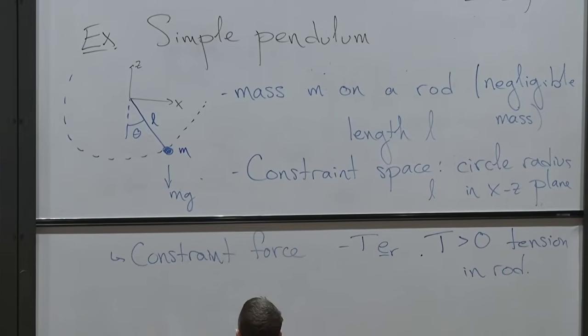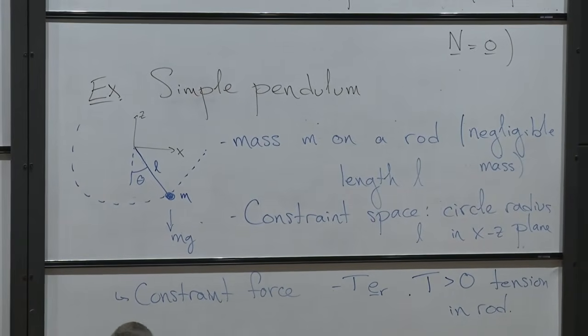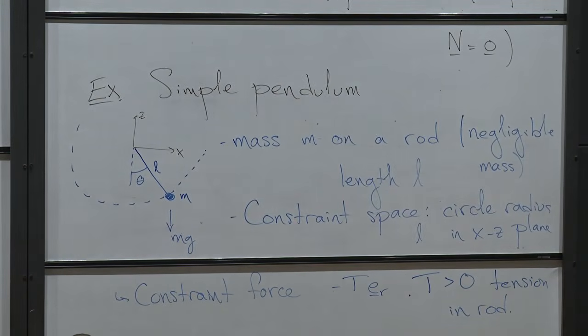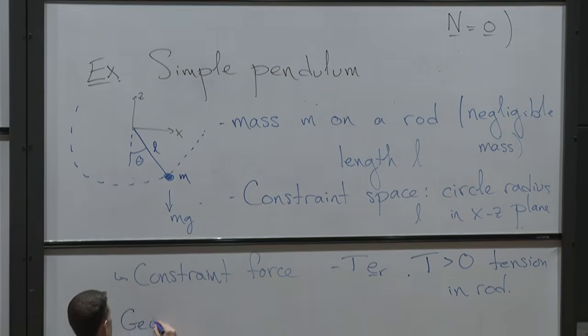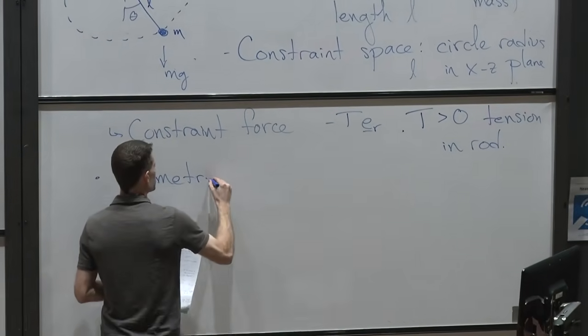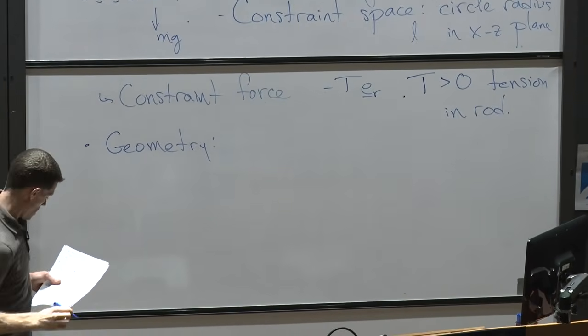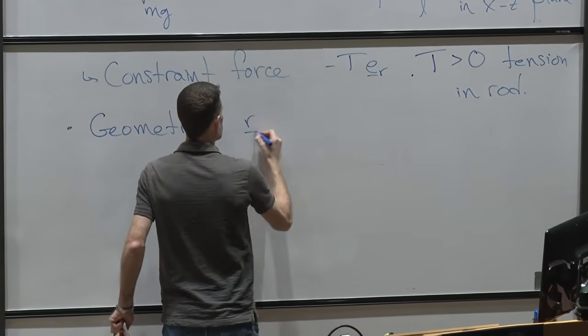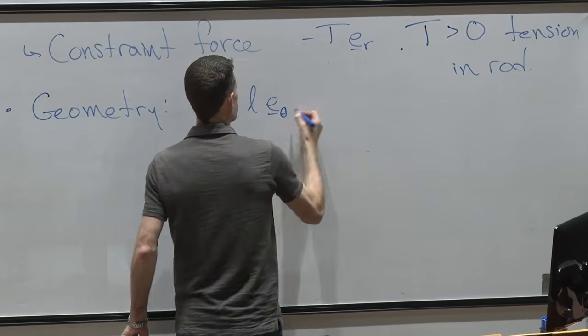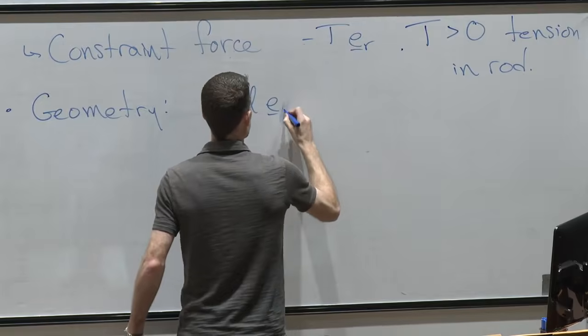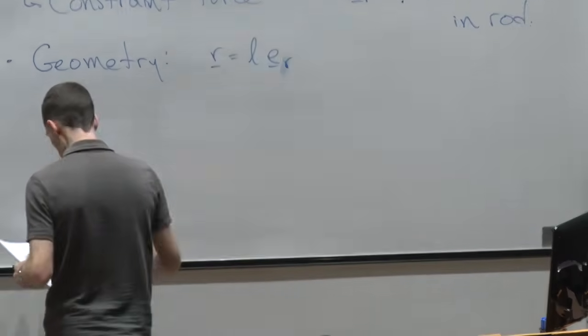The point is I'm not allowing the length to change. Let's see if we can set up the mechanics or the dynamics of this system. So I need to start with a bit of geometry. So our position vector has fixed radius L, acting in the ER direction.